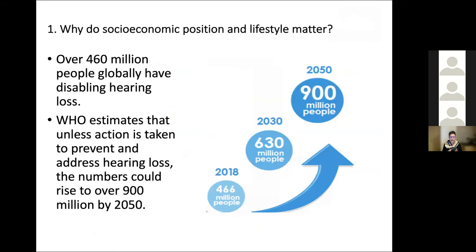Today, hearing loss is a major global health challenge. It is estimated that it affects the life of over 460 million people globally and those with whom they communicate. Unless action is taken, this number could cross 900 million by 2050. I and my colleagues proposed a novel theoretical framework supporting the argument that a substantial proportion of hearing loss in older adults is preventable by tackling the socioeconomic inequalities in hearing health.